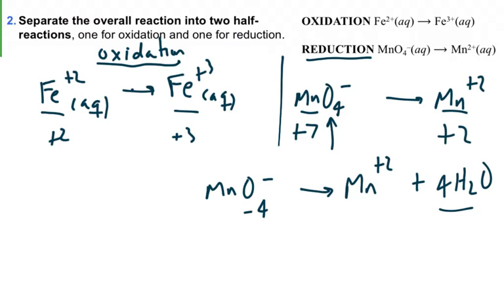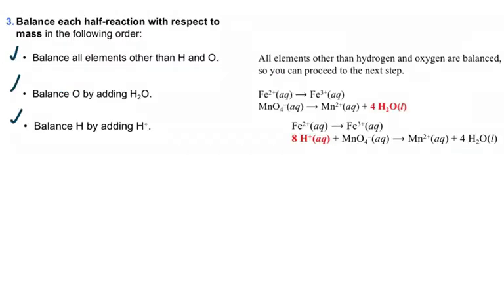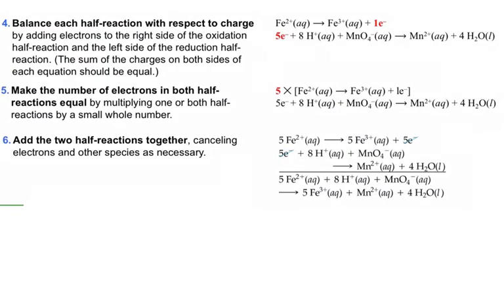So that means I got to add 8 hydrogens on this side over here. So now we have all the elements balanced, but we're not done yet. Now we got to balance the charges. We're going to go ahead and do step 4, which is balance each half reaction with respect to charge.